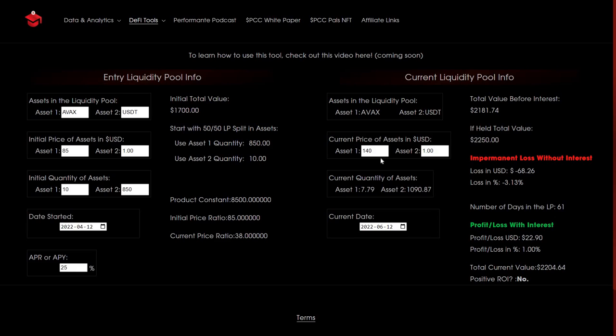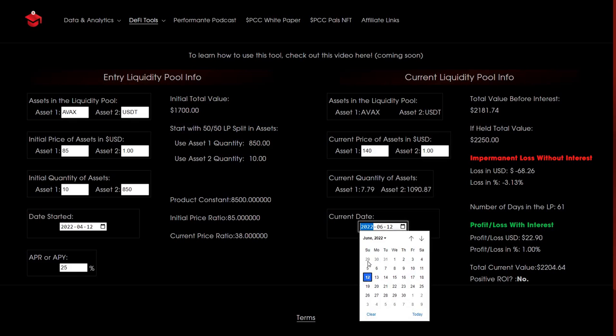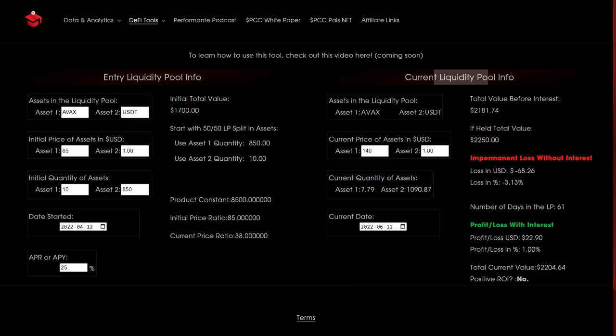So then we'll play around with the number here in US dollars to understand what would be the point at which it wouldn't make sense to be in the LP. So let's jump in again. 3 things that we need to input for the current liquidity pool info is the price of asset 1, which in this case is AVAX, the price of asset 2, which is USDT, and then the ending of the liquidity pool, or the current liquidity pool info. Could be the future, could be the present, whatever it is. It has to be basically the ending of when you started.